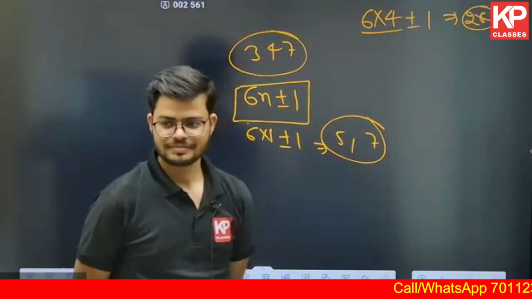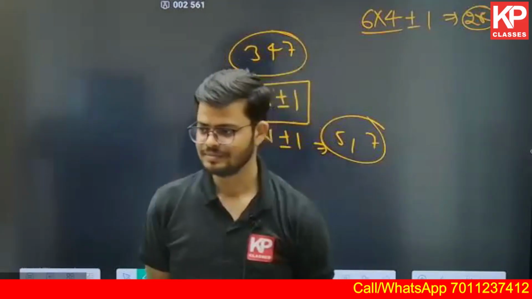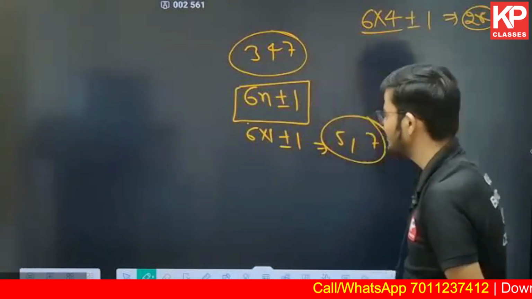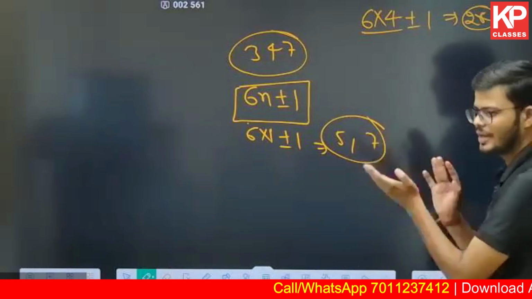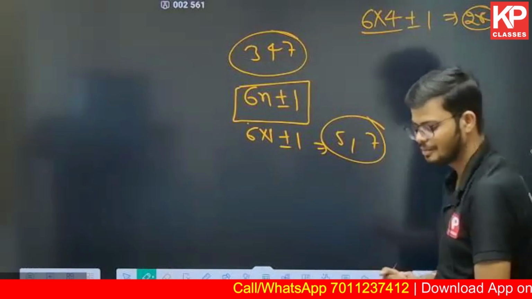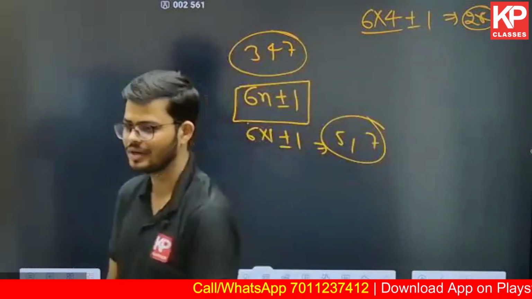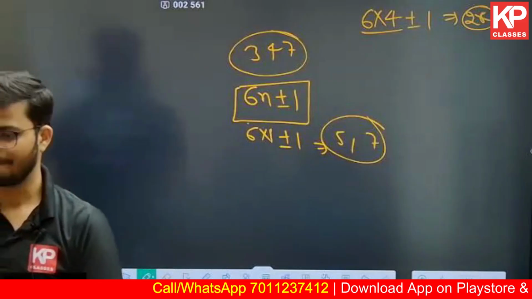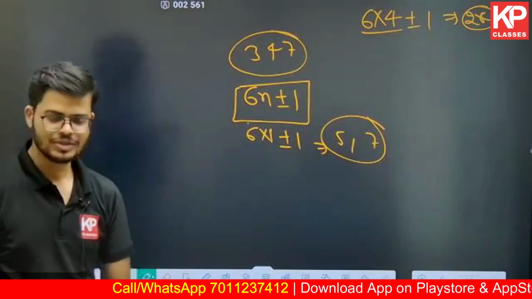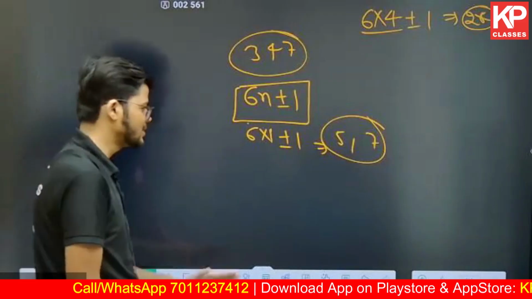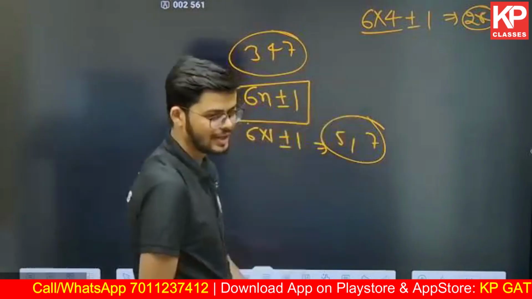All right. So this is an example of how, if a number is given, they'll be asking whether it is a prime number or not. So that is how we will be getting the answer.